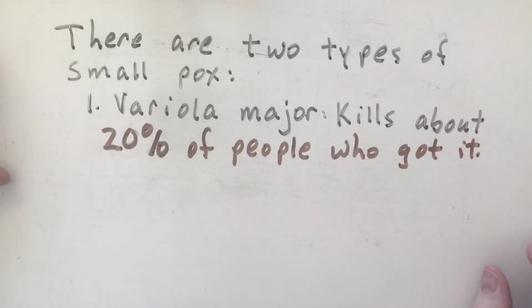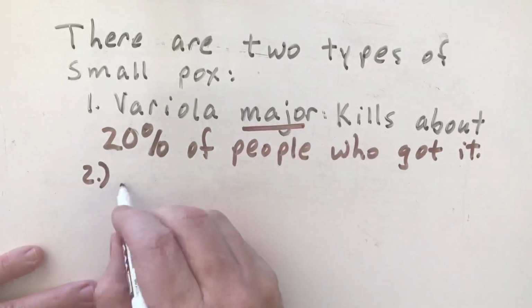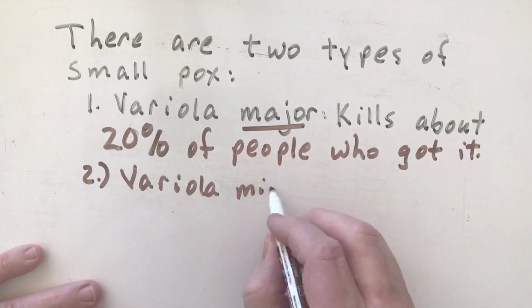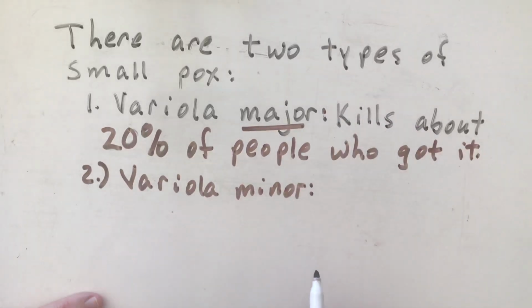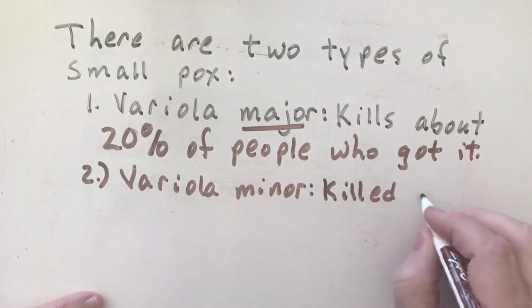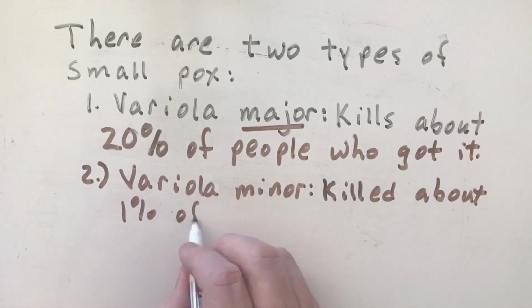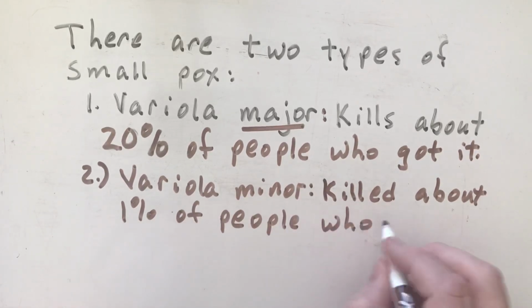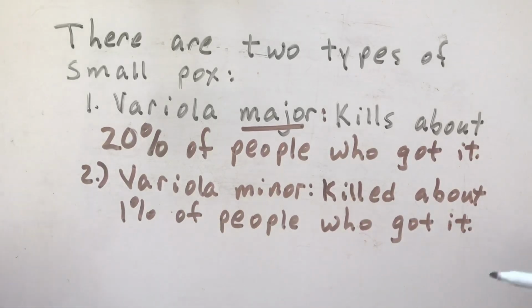All right. So now the second type, if I have a variola major, that means I have a variola minor. Okay, and this one killed about 1%. So obviously this was the more mild one. It killed about 1% of people who got it. Okay, so those were the two types that we had.